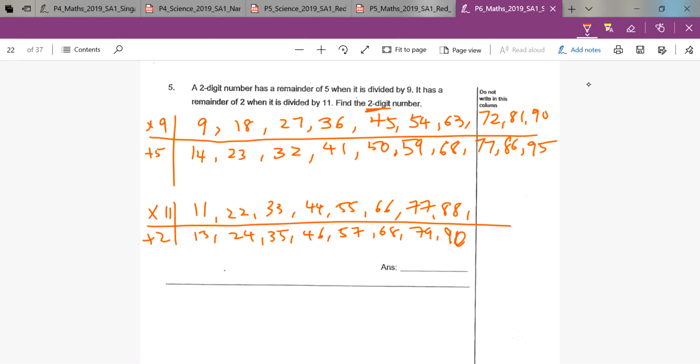So you're going to see who is in common, what's the number that appears first in common, and the answer is 68. So the answer is 68.